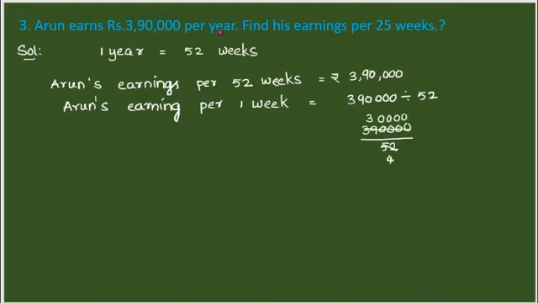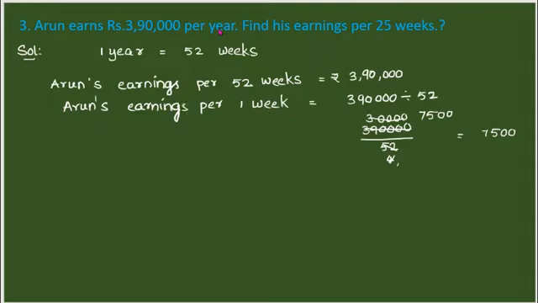Again if you observe here, the last two digits are 2 zeros and here it is 4. So by using the divisibility rule of 4, we can divide 30,000 by 4. 4 1s are 4, 4 7s are 28. And here we get 2 as the remainder, 20, 4 5s are 20 and 2 zeros as usual. That means we get 7,500. What is this 7,500? This is Arun's earning per 1 week.